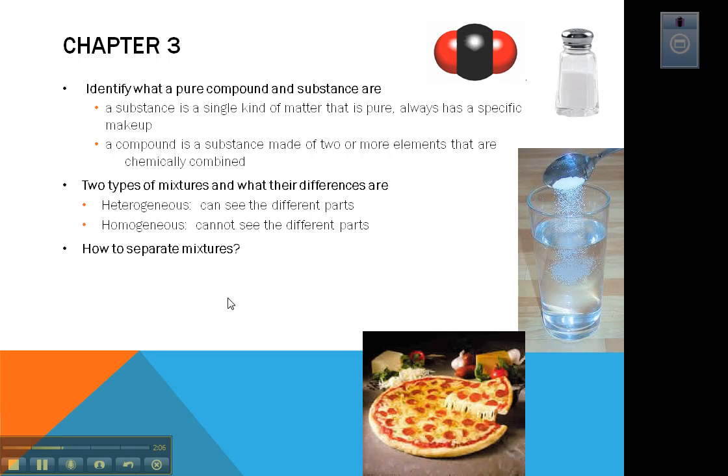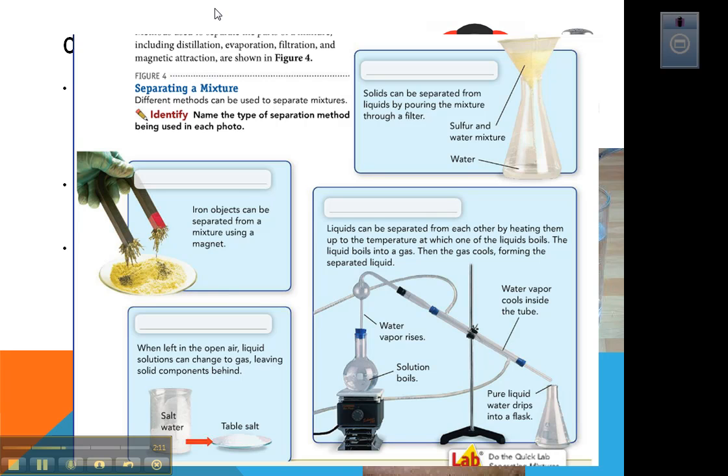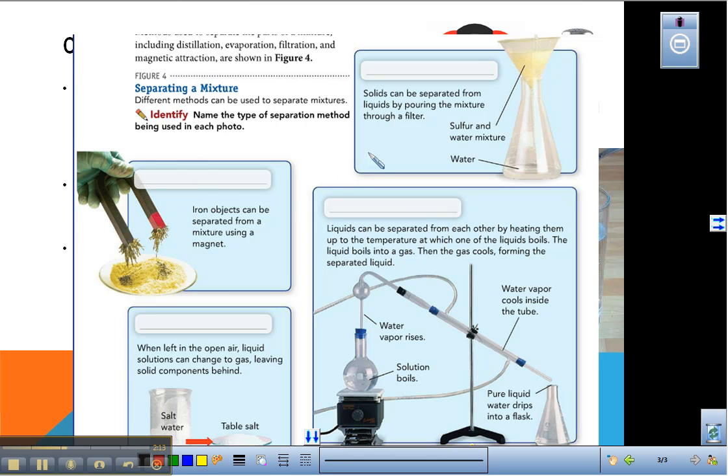All right, so we have these mixtures. How can we separate them? Well, we've got 4 different ones here on our screen. We'll start up here at the top. We have our solids can be separated from liquids by pouring the mixture through a filter. Well, we did that in the lab. That's going to be filtration for sure. If I go counterclockwise, I can go over here. Iron objects can be separated from a mixture using a magnet, and that's going to be magnetic attraction.